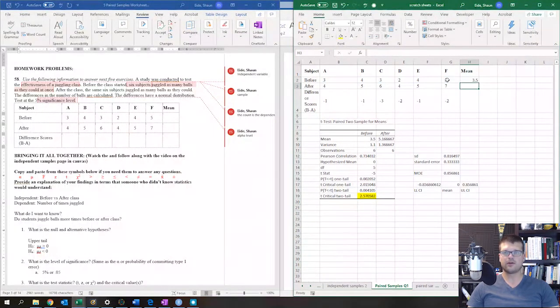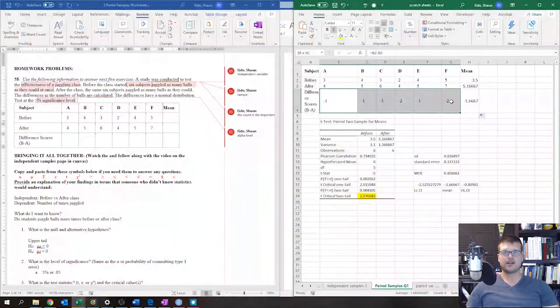Gonna highlight that, there we go. And then just drag it down. So it gives us the average of after, gives us the average of before, and gives us the difference, the average difference score. The only one that we're actually looking at is the difference score.